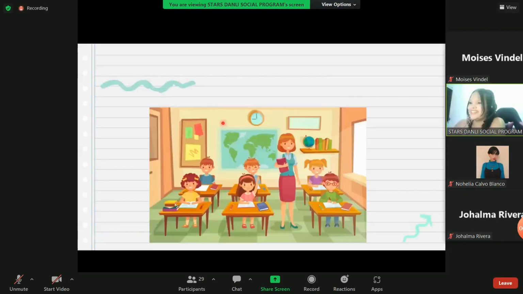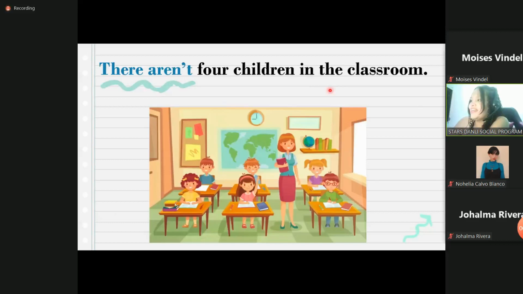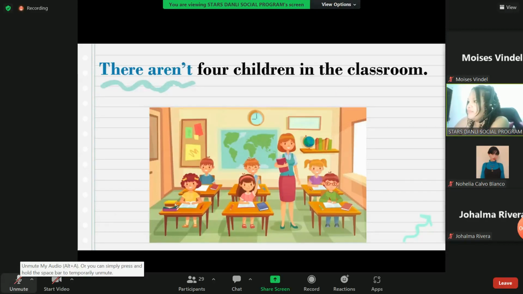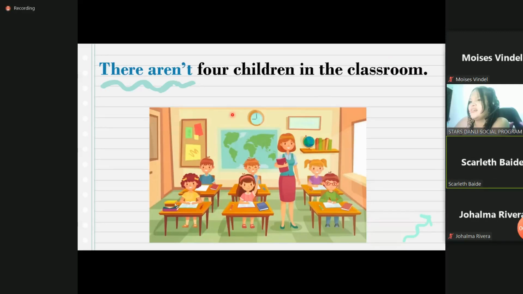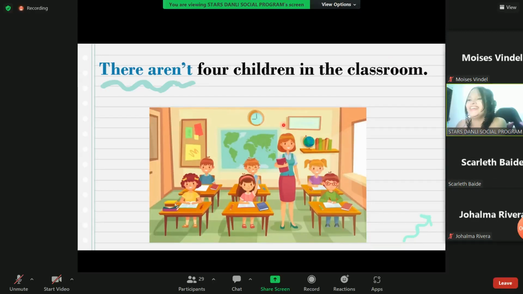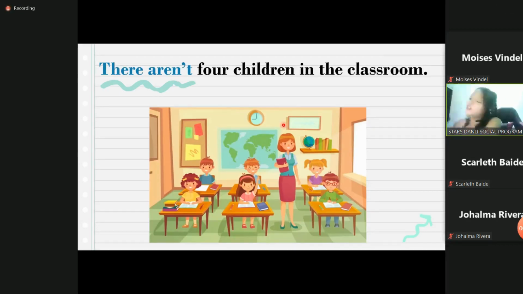Excellent. Now here we have another example. Let me see if I have Scarlett. Can you read the example? There aren't 4 children in the classroom. Good. Excellent, Scarlett. So there aren't four children in the classroom. Remember that there are 6 children in the classroom.